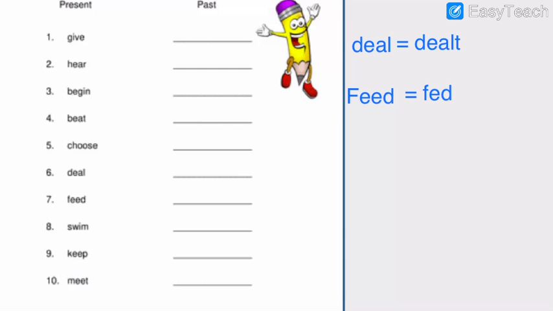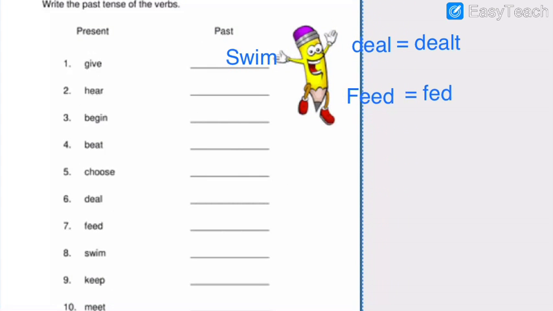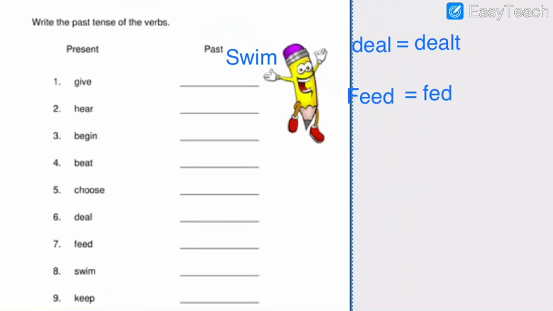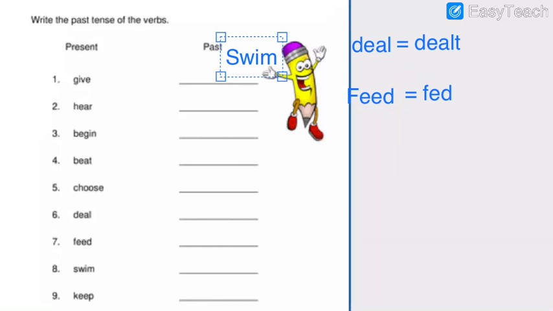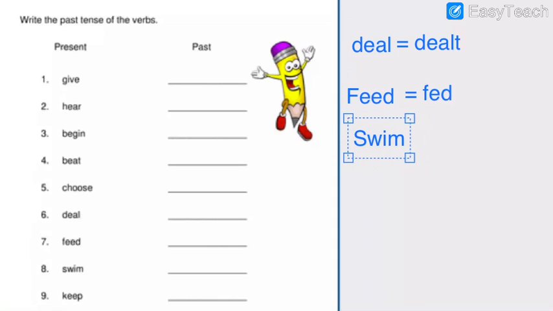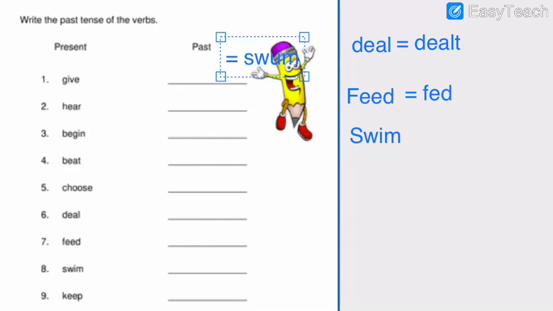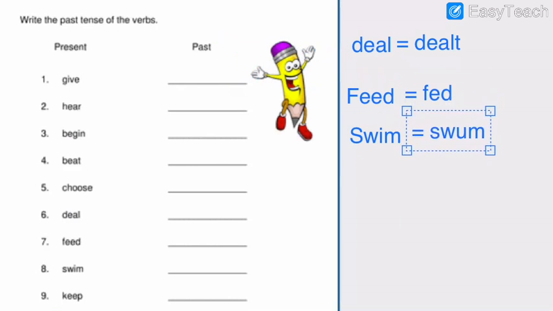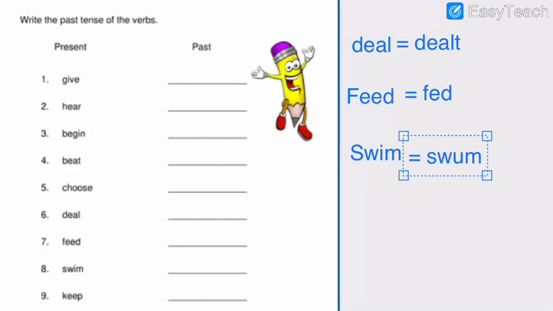Next is swim. S-W-I-M, swim. So what have you written? I wonder whether you have written the correct answer or not. So here is the question, swim. So the correct answer is swum. S-W-U-M, swum. I hope students you are just checking your answers, you are correcting if the answers are wrong.